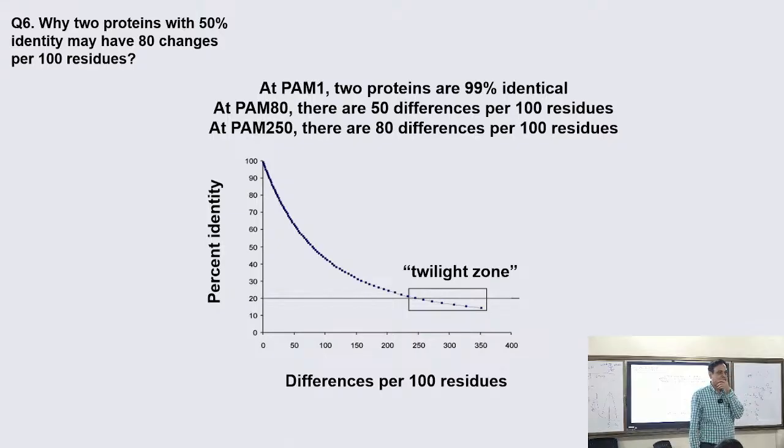We can say over 80 evolutionary time units, PAM 80, the similarity between the two proteins is 50%. But why is it so? That is what I'm asking. One reason you gave was back mutation. Any other reason you can think of?